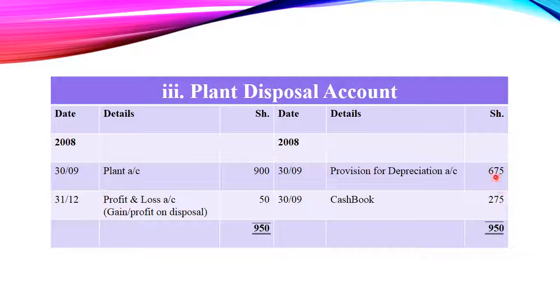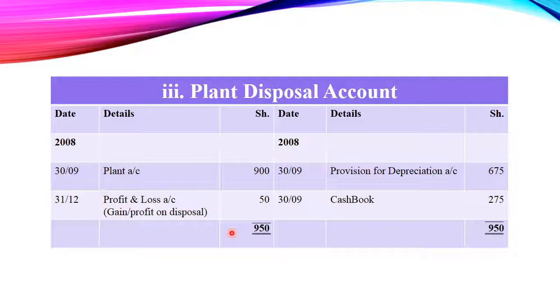When you total up 675 plus 275, you have 950. To balance off our account, we are going to carry down, and the figure that we are carrying down is 50 shillings. When you add 50 and 900, you have 950. So the 50 shillings we are carrying down here will be taken to the profit and loss account.